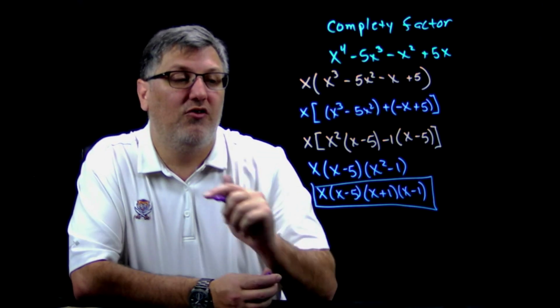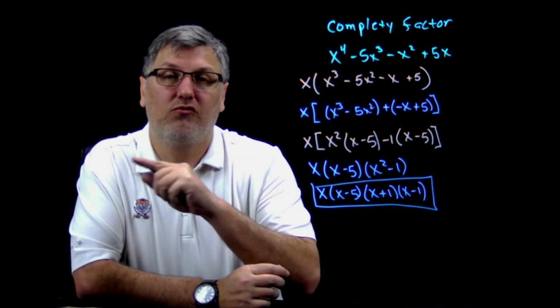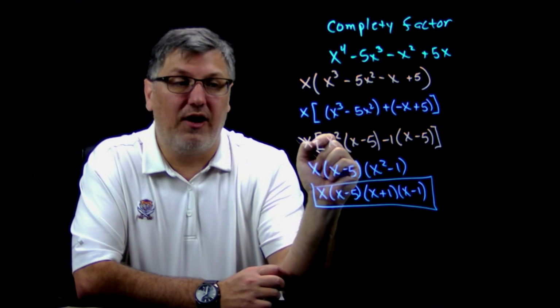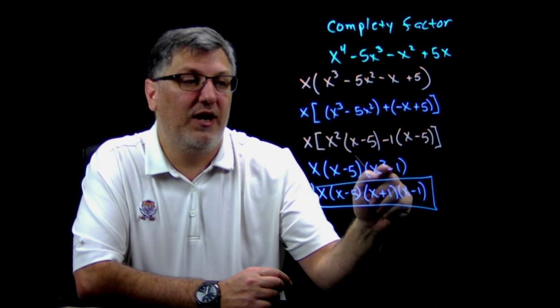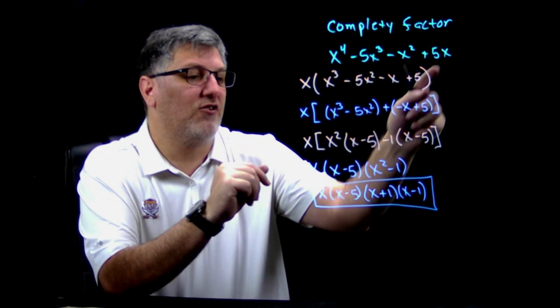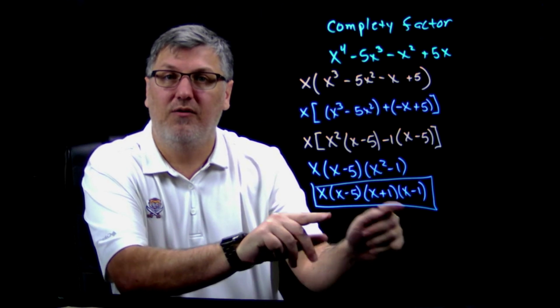So in this one, we had to do a greatest common factor, factor by grouping, then take another greatest common factor out, and then we had to do the difference of two squares. So we do all of this to get this completely factored to this factored form right here.